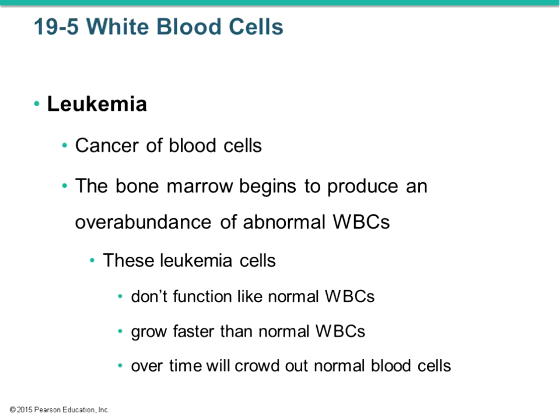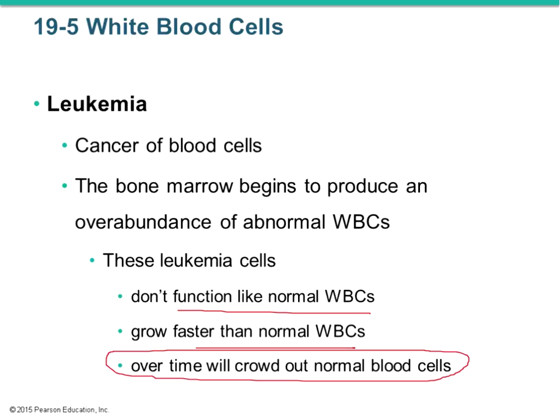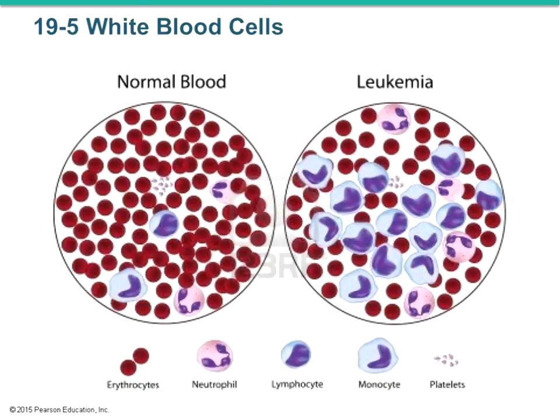And these leukemia cells don't function like normal white blood cells. They grow faster. And the big danger is they're going to crowd out the other normal blood cells, like red blood cells, that need to be there. And so they're going to cause a lot of problems.